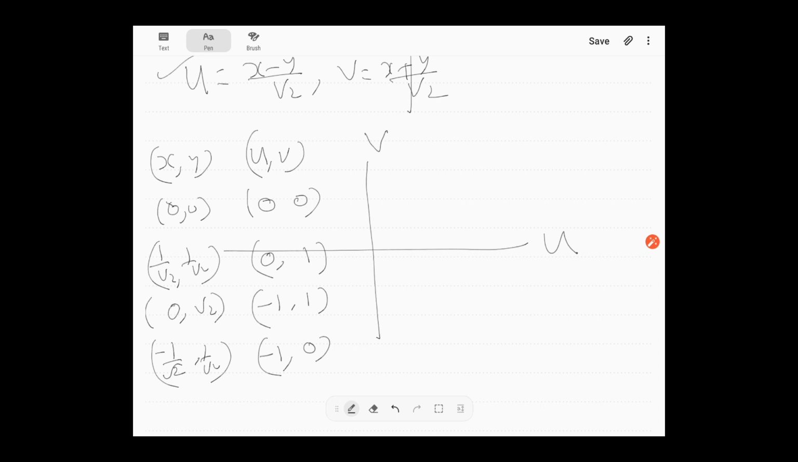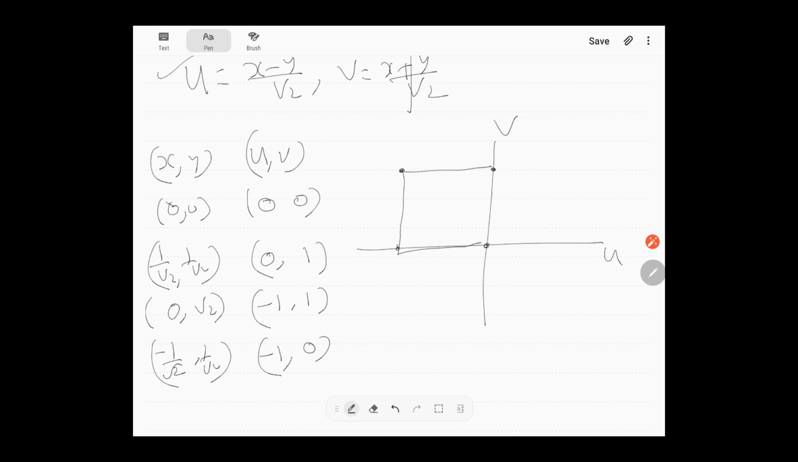In this UV plane, let us see how that figure changes. So 0, 0 has changed to 0, 0 in the UV plane. This is U, this is V. And 1 by root 2, 1 by root 2 is a point which is here, 0, 1. And 0, root 2 is minus 1, 1. And minus 1 by root 2, 1 by root 2 is minus 1, 0. So these are the 4 points.